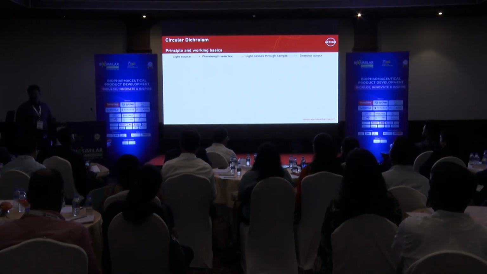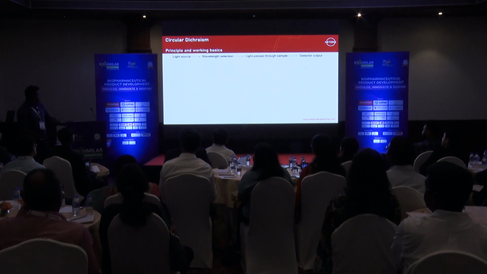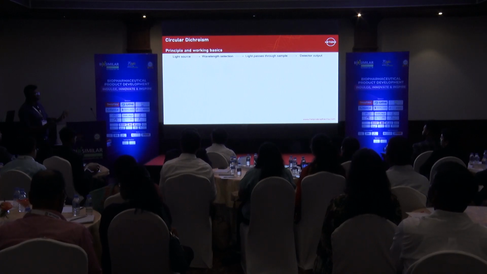Before we move on, because I see the public is also academic in nature, and people who have just started using CD, I just want to very quickly, in layman's terms, tell you what a CD would do. A CD would generally have a light source where you select a wavelength, it goes, hits your sample, goes to a detector, you get a CD spectrum.